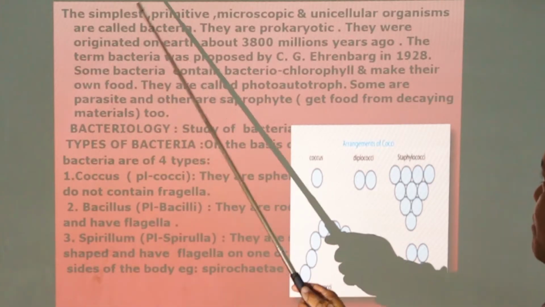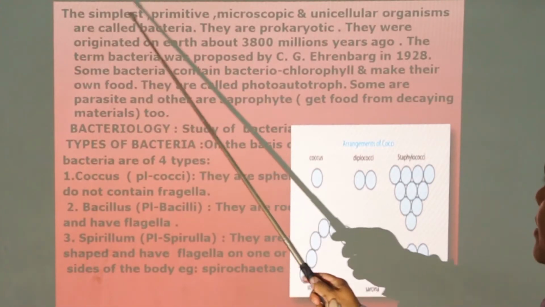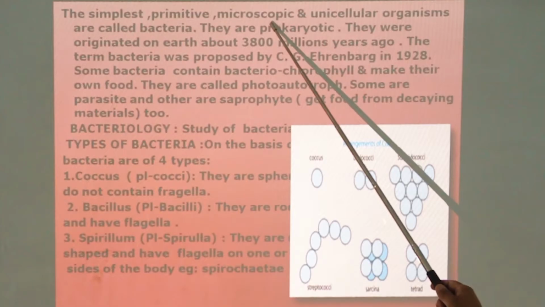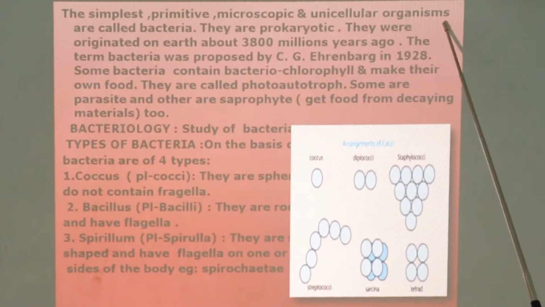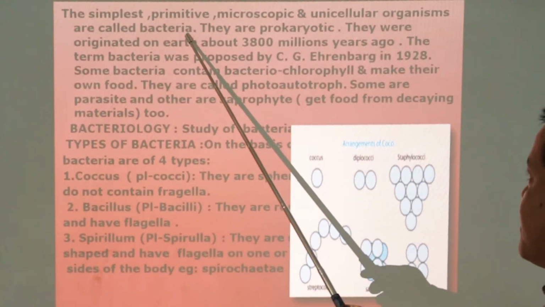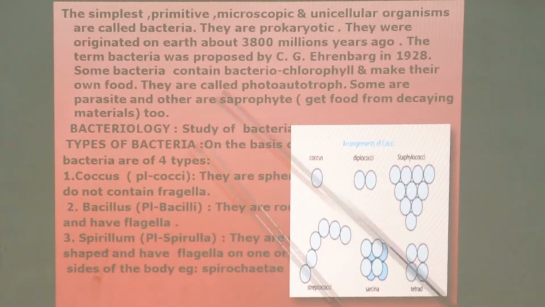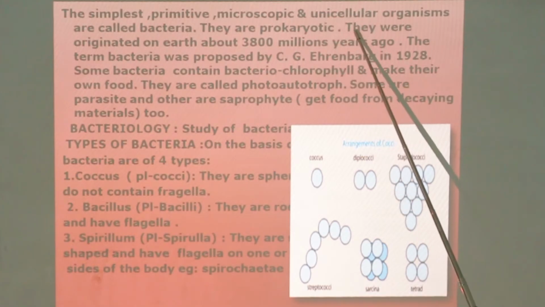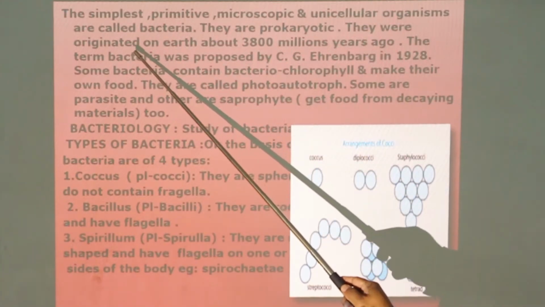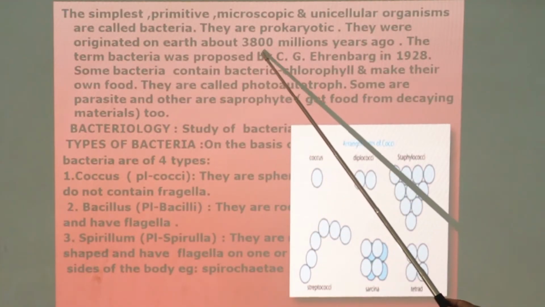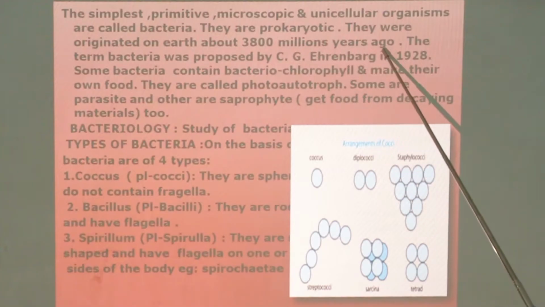Next subtopic is the bacteria. The simplest, primitive, microscopic, and unicellular organisms are called bacteria. They are prokaryotic. Prokaryotic means primitive type of cells which do not have well-developed cellular organelles. They originated on Earth about 3,800 million years ago.